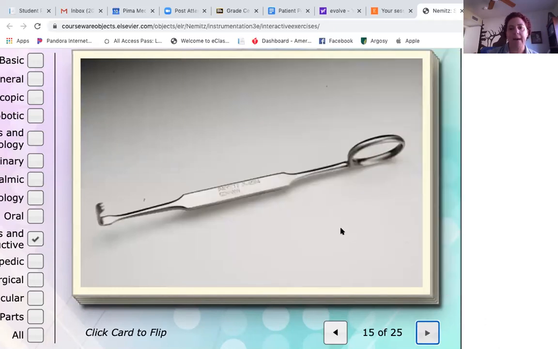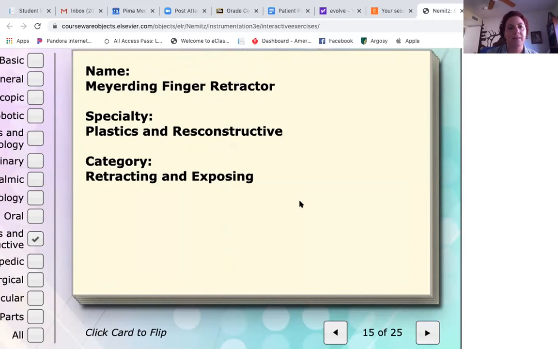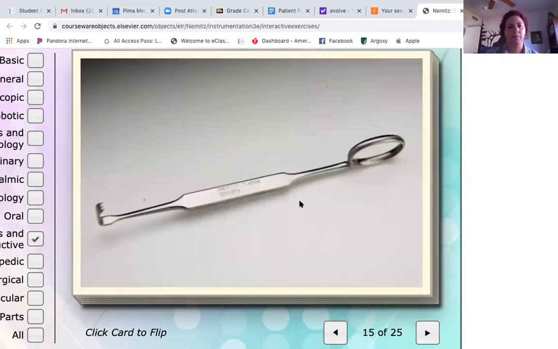This is called a Meyerding. Let me show you how it's spelled. Meyerding finger retractor. There are also bigger Meyerdings that we use in orthopedics. They're quite a bit larger. Again, a handheld retractor, the Meyerding. It will be too difficult to tell those scissors apart on a test, so don't have anxiety about that, okay?